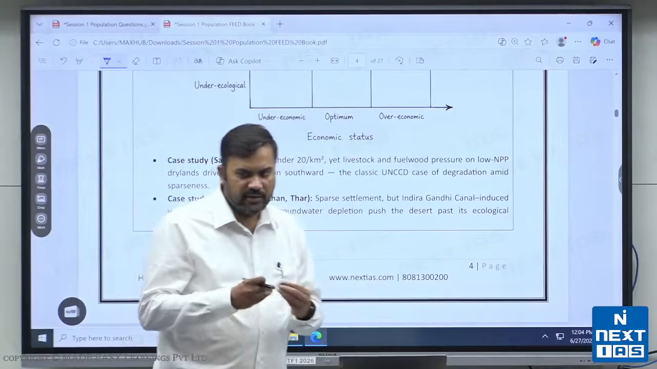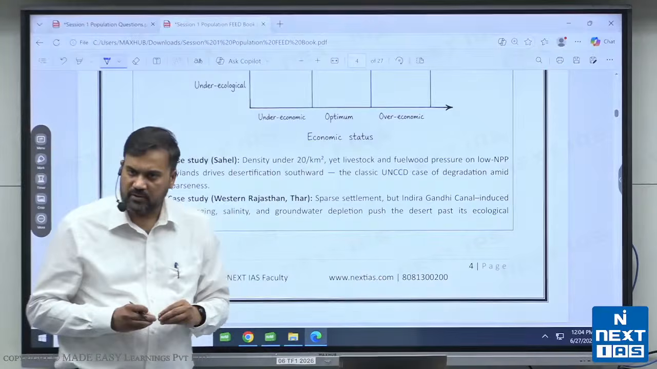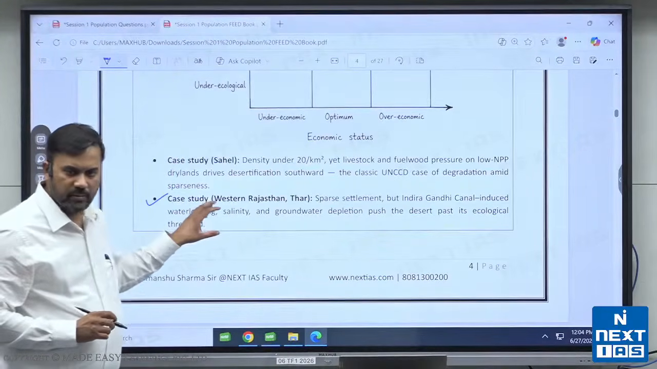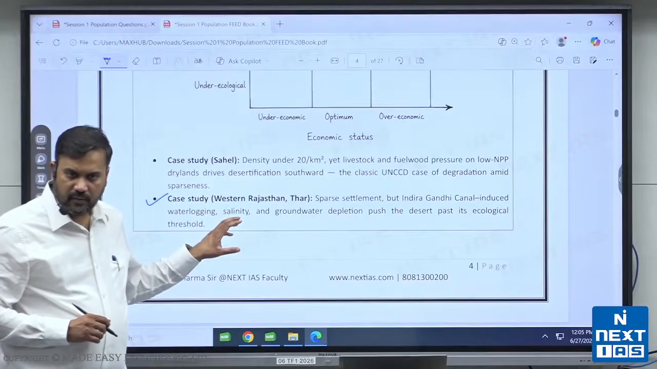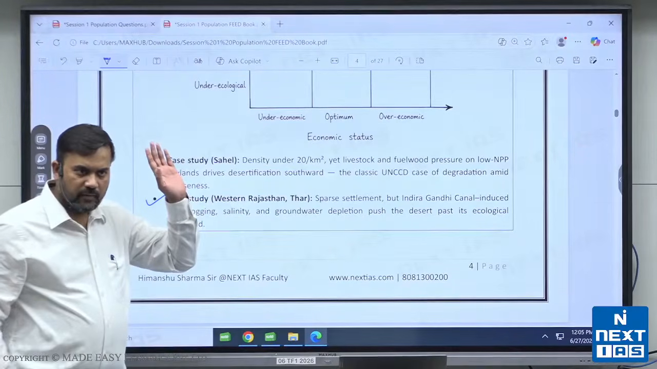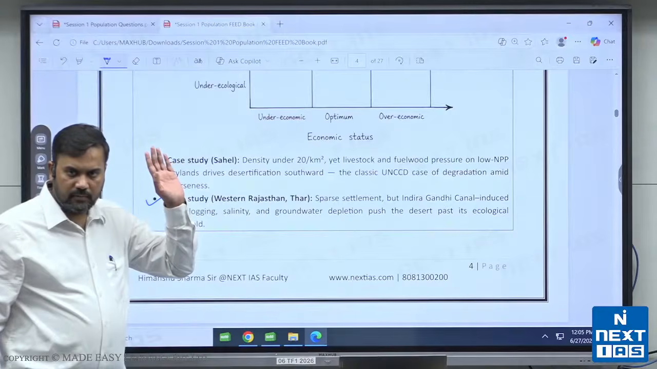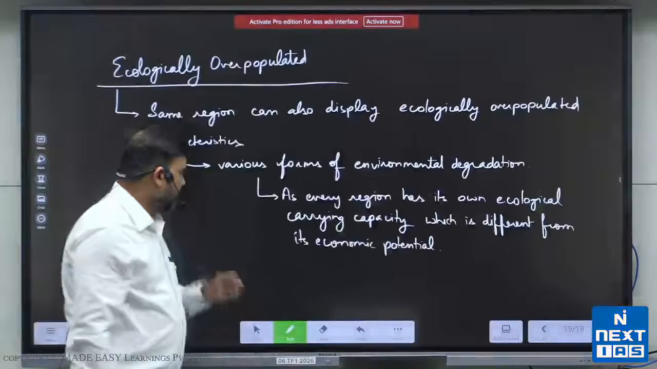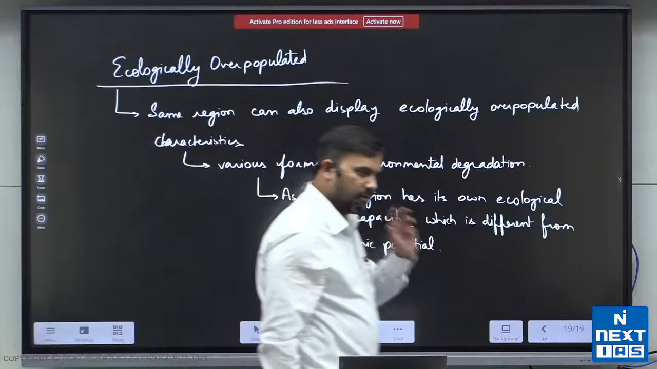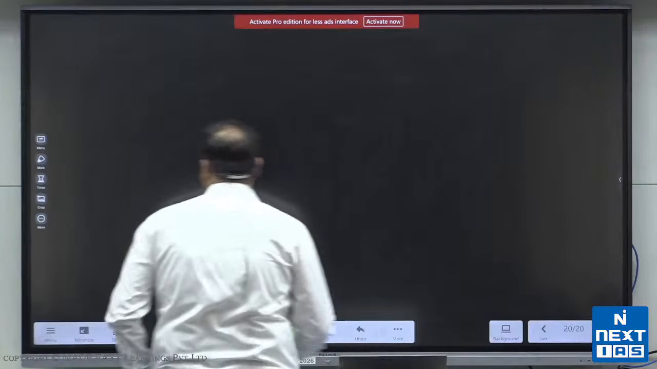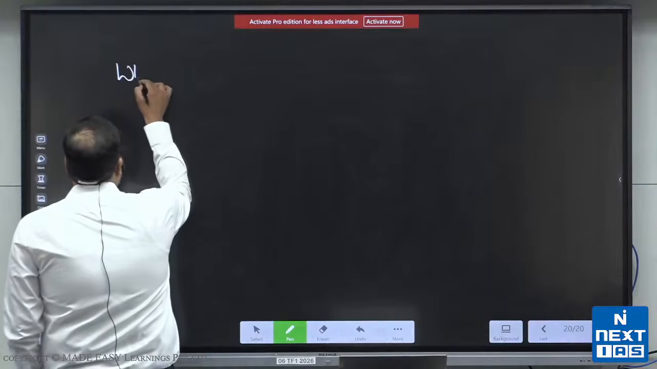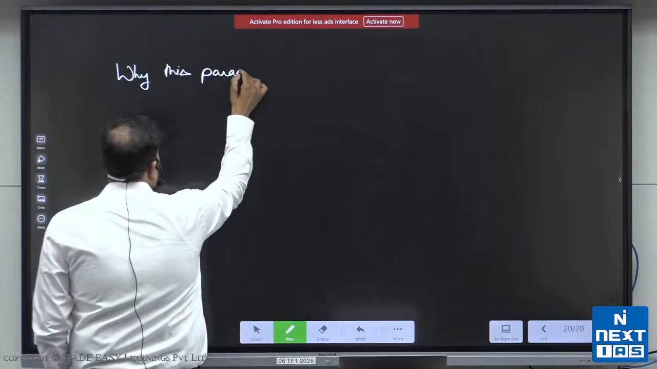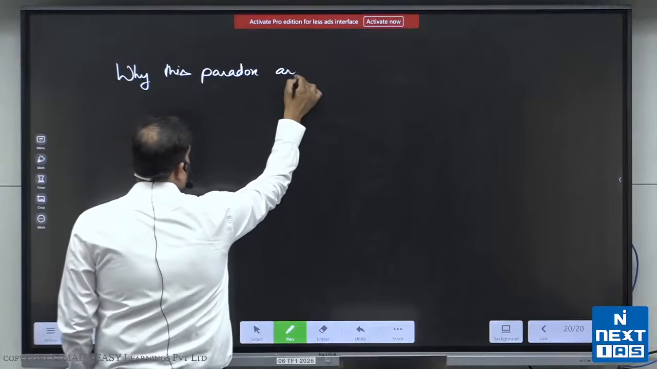ठीक है? So because it is a 10 marker, you will not have too much of space to write. I would suggest this is the stronger case study which you should be writing, the case of Rajasthan. I hope it is clear. ठीक है? So I'll write this case study here. Finally, I will come to my third and final point of the main body. Why this paradox arises?